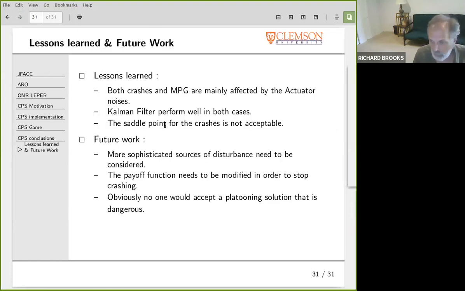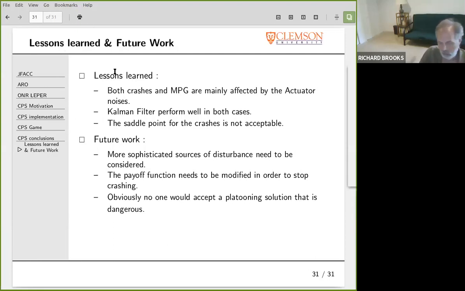And so then the lessons learned: the crashes and the miles per gallon were mainly affected by actuator noise rather than the sensor noise. The Kalman filter for combining the sensor feeds performed better, and also the saddle point, which was the best choice for crashes, was not an acceptable solution, because we would end up with more crashes than you'd be willing to allow. And so more work is needed where you add more sophisticated types of disturbances, and we need to modify the payoff function. And yeah, nobody wants a platooning situation for saving gas that is dangerous for them.